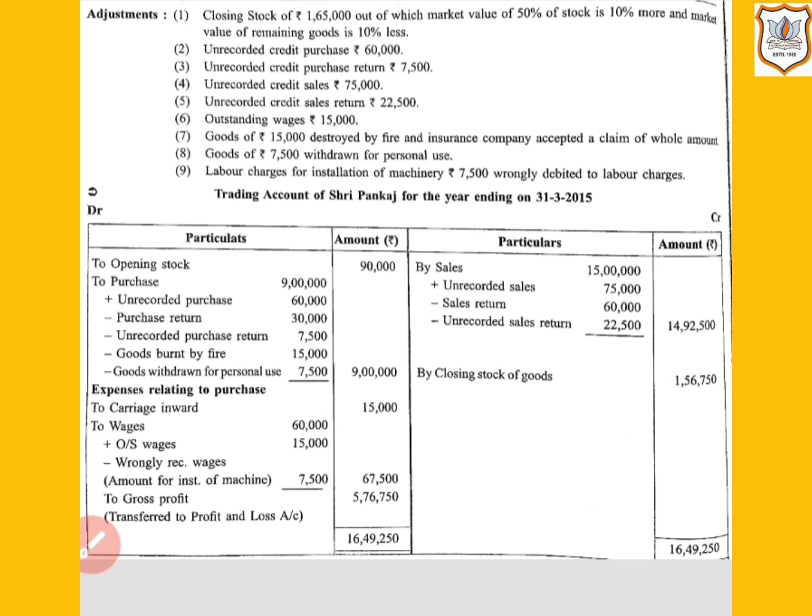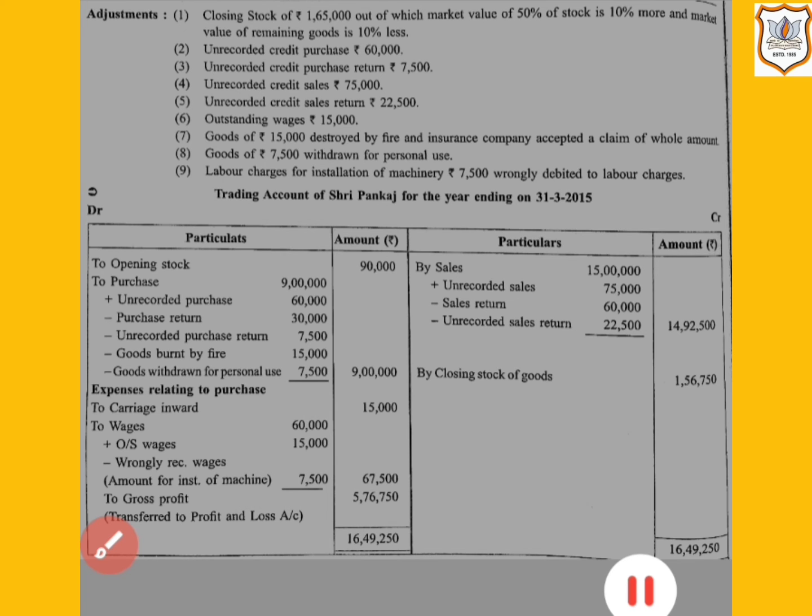Now its second effect will be shown in the trading account. We will deduct it from purchase. So here let us see, amount is rupees 7,500. We will show it as a deduction from purchase. Now let us see next.